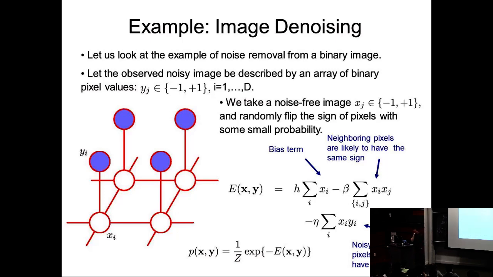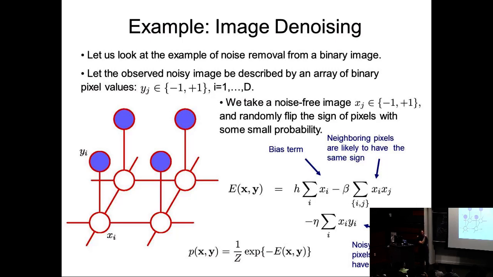Oh yeah, here it is. Image denoising. So let's look at the example of noise removal in a binary image. Suppose you have observed a noisy image. You're going to be describing it by an array of binary pixel values. Okay, so Y is your noisy image. It's a binary image. Think of MNIST. MNIST is a binary image, right? Some pixels take value 1, other pixels take value -1 in this case, right?